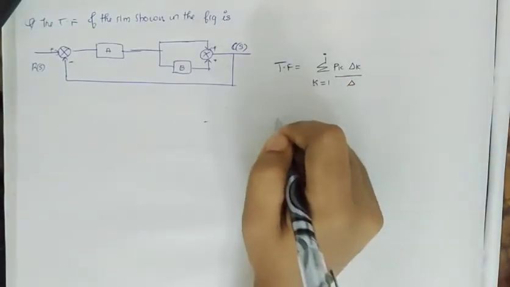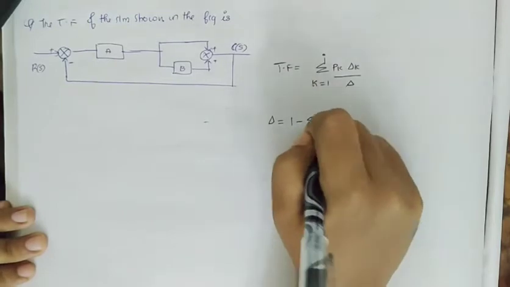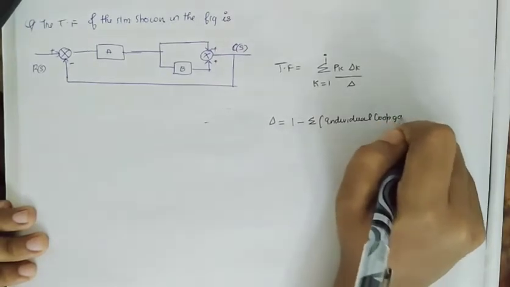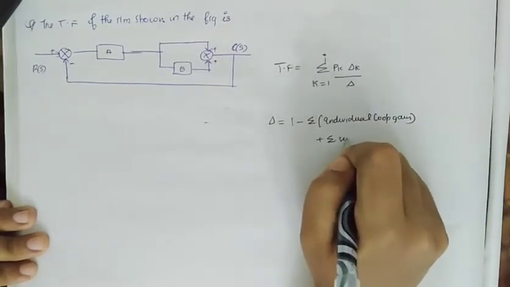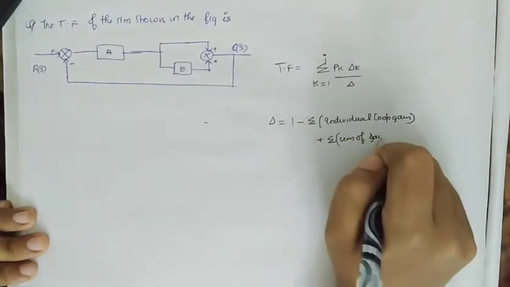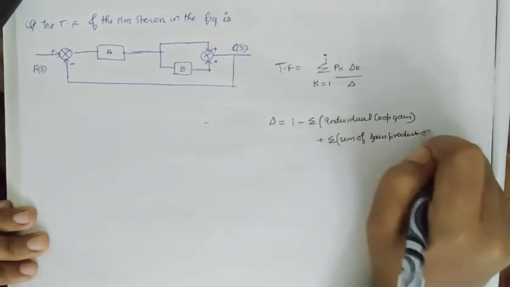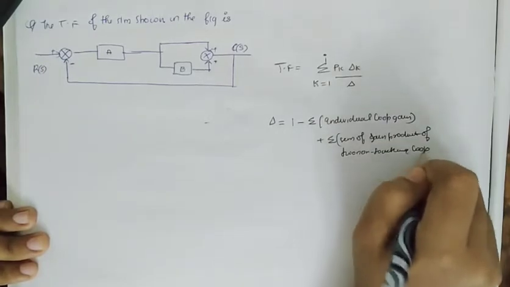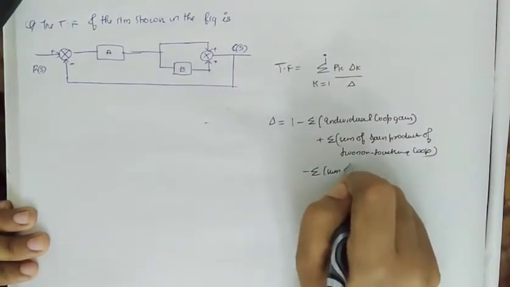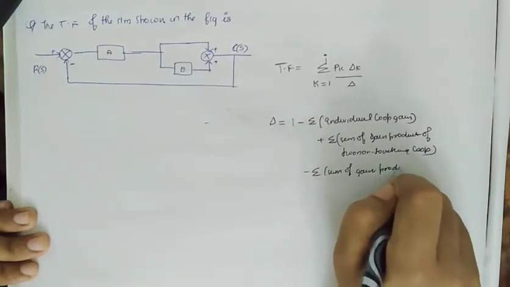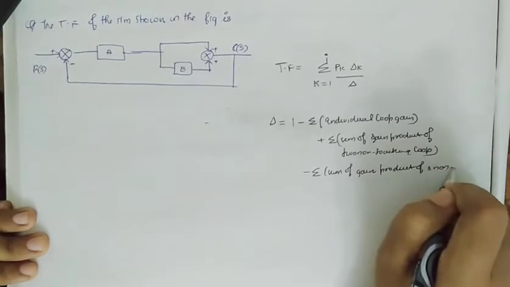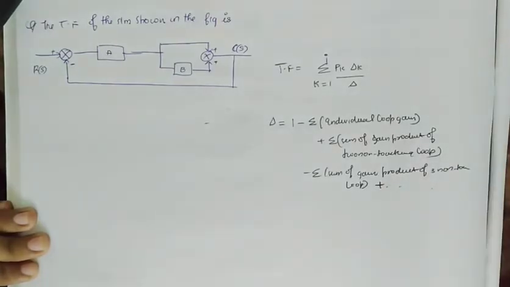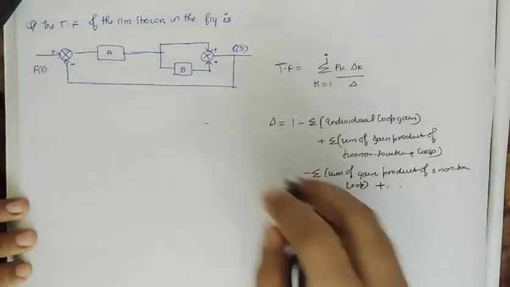Okay, so what is delta? Delta is equal to 1 minus sigma individual loop gain, plus sum of gain product of two non-touching loops, minus sum of gain product of three non-touching loops, plus sum of gain product of four non-touching loops, and plus and minus will go in the alternate form.